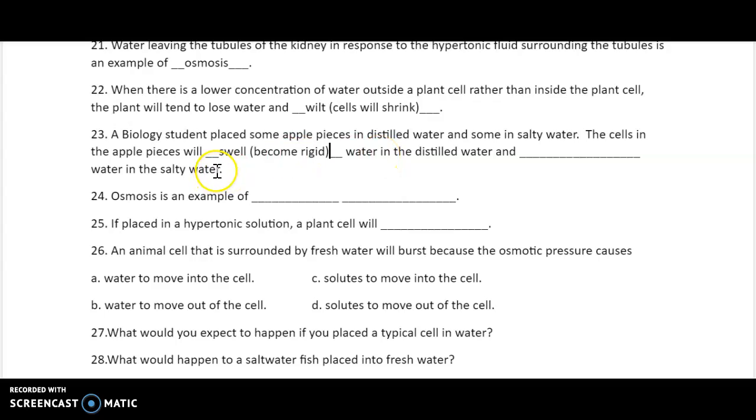The salty water has more salt, more solute particles than the apple. So in the salty water, it would be a hypertonic solution. So water is going to go out of the cell, and the cell is going to shrink and become floppy. Become limp is what we put. Shrink, and that would cause the apple piece to become limp.